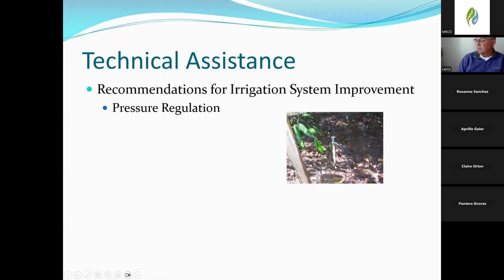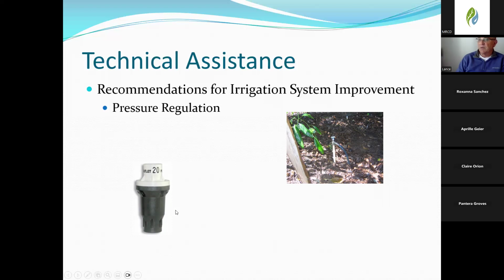So this is an example here in this picture of a sub-main, going from that flex hose underground to a PVC line that runs along the row of trees. And there's no pressure regulator in the system. Ideally, though, we would want to see this device, the pressure regulator, between the hose bib and the hose, is where you would place that 20 psi.